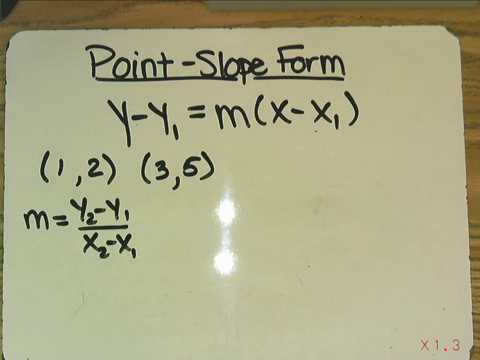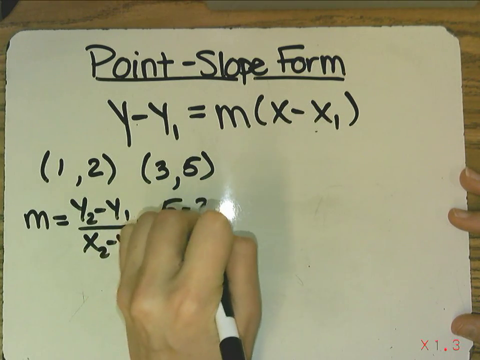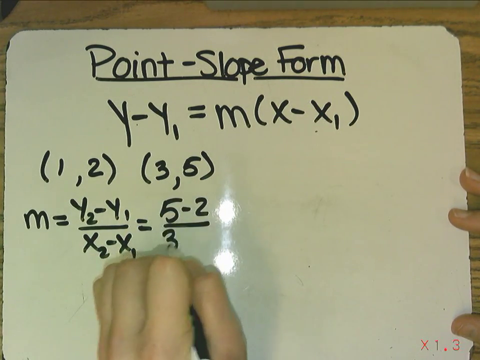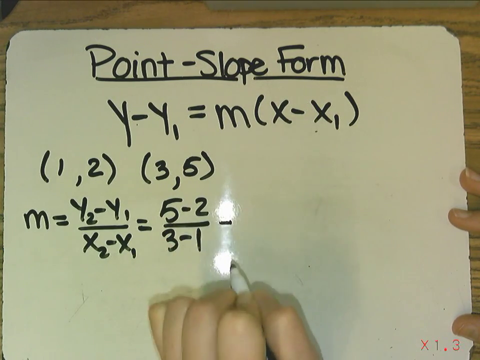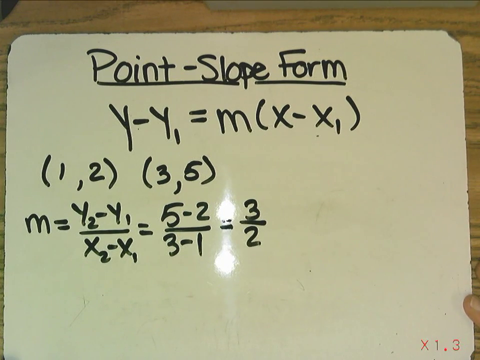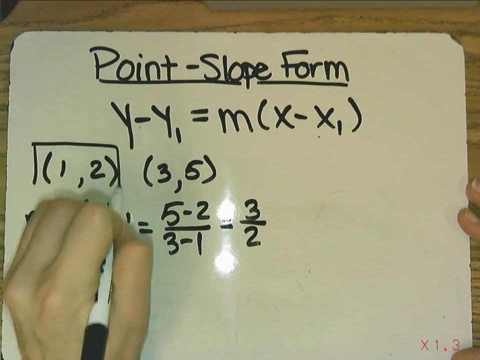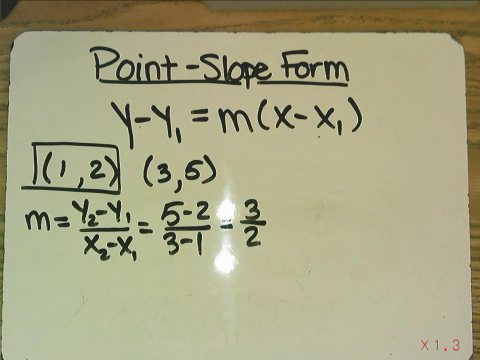And I'm going to plug my pieces into that slope formula so that I can find the slope of this line. So I'll have 5 minus 2 over 3 minus 1, which is going to give me 3 over 2. So the slope of this line is 3 over 2. The next thing I'm going to do is pick one of these 2 points. For right now, I'm going to pick this one. It doesn't matter which point you select, just pick one of the 2 points.